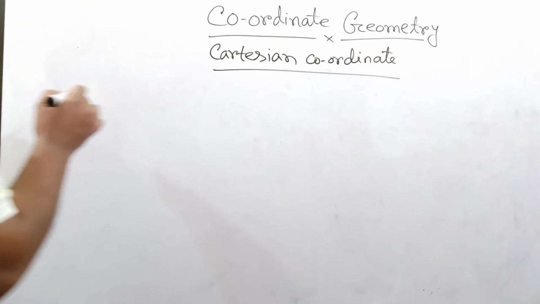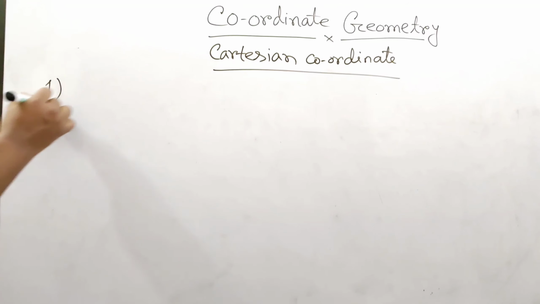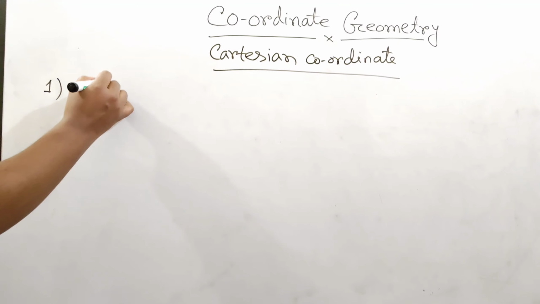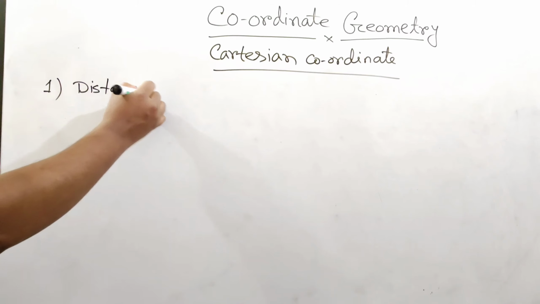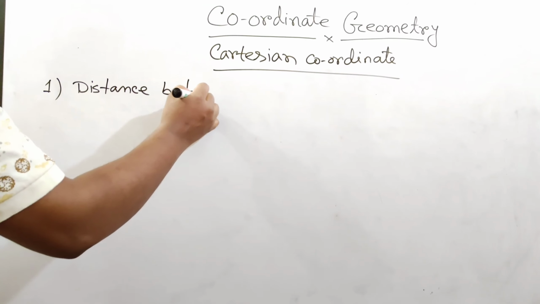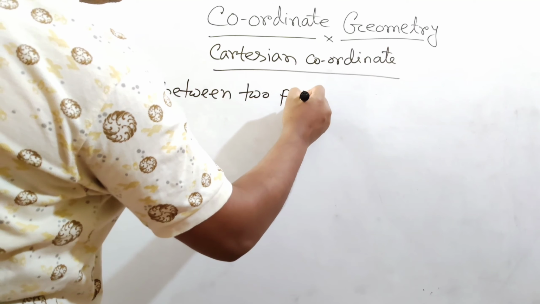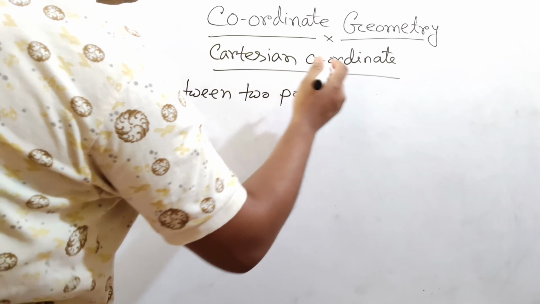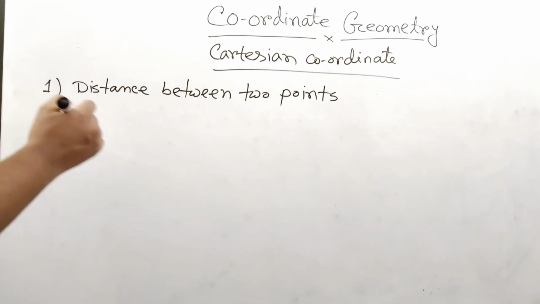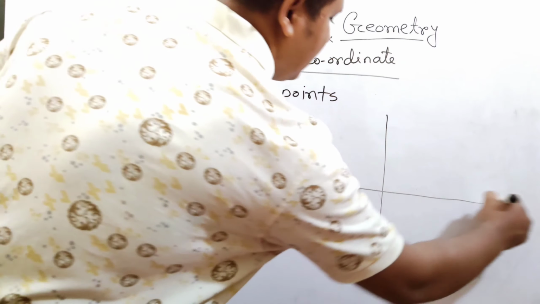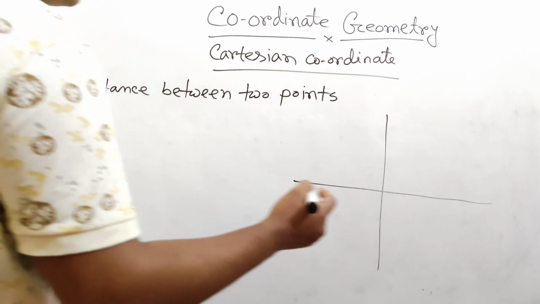Now the first formula is the distance between 2 points. I'll try to show the derivation of how to find the distance between these 2 points.